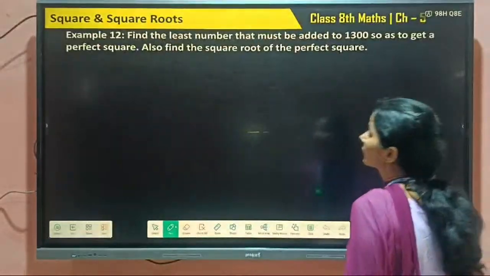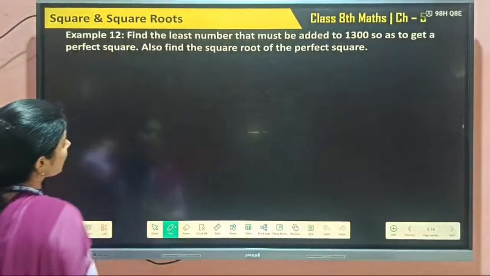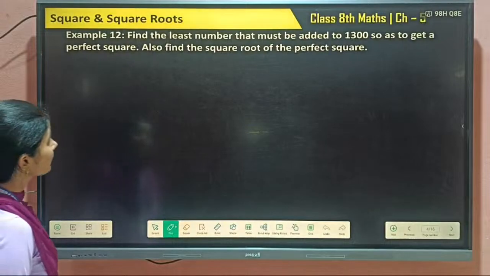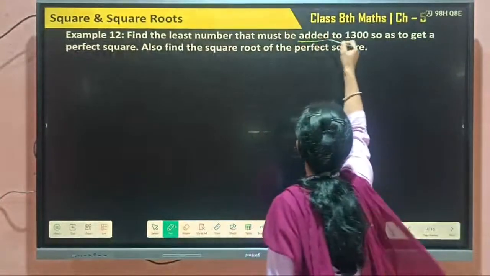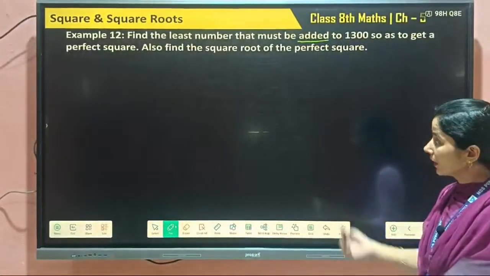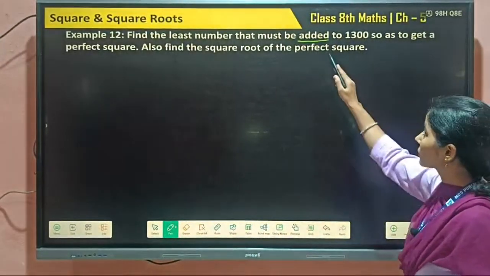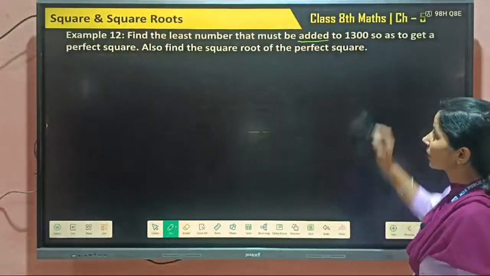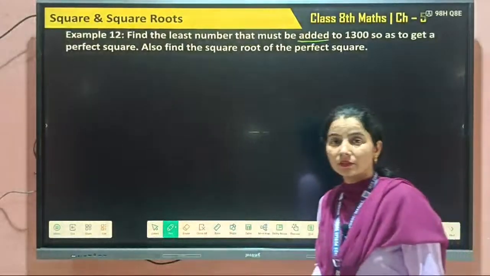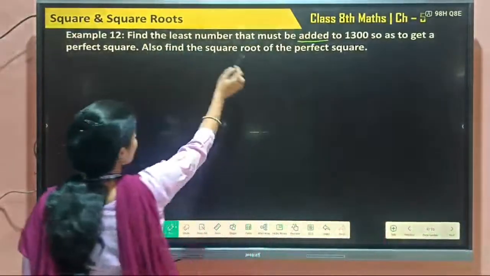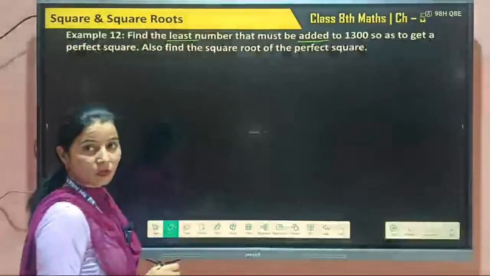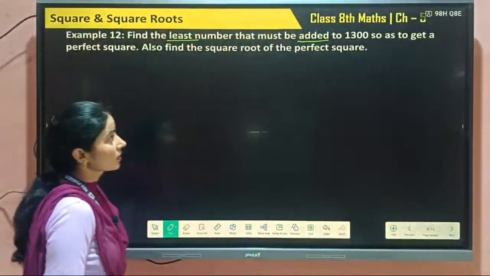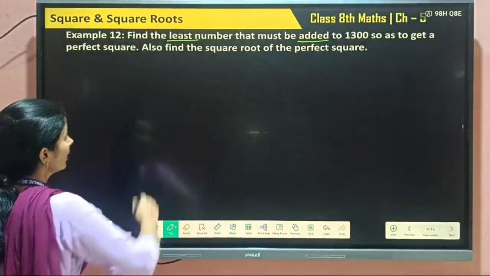Next example. Example is, find the least number that must be added to 1300 so as to get a perfect square number. Listen, in this question, what must be added? In the earlier example, we discussed what must be subtracted. Let us see how we can do this question. Also find the square root of the perfect square number after adding this number. First, I will find out the least number that must be added to 1300, and after adding, I will find out its square root. Let us see.